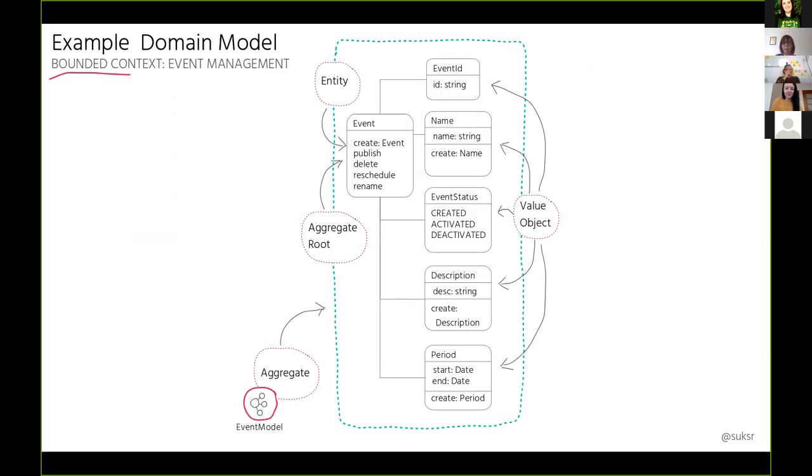So to give you a little example, when we are modeling the event domain model, it could consist of an event aggregate that is composed of the event entity, and the event entity is identified by a unique event ID and consists of additional value objects for name, event status, description, and period. And the event entity itself could be used as an aggregate root. The aggregate root is designated as the public interface of the aggregate itself.